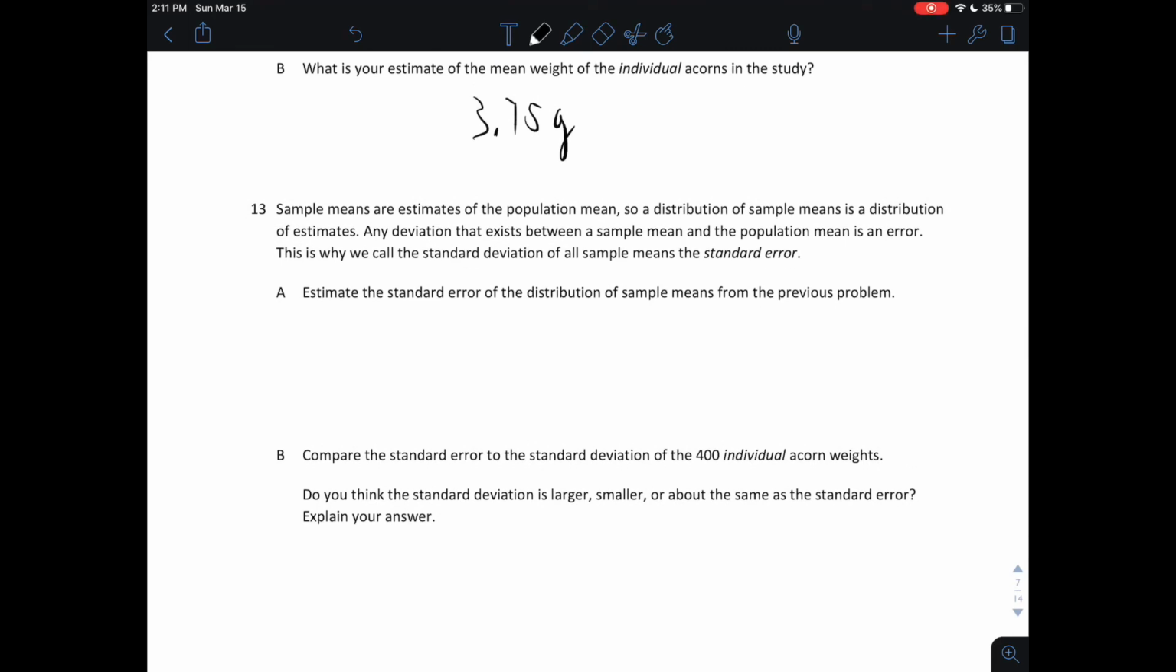Number 13. Sample means are estimates of population means. So, a distribution of sample means is a distribution of estimates. Any deviation that exists between a sample mean and the population mean is an error. This is why we call the standard deviation of all sample means the standard error. Part A, estimate the standard error of the distribution of sample means from the previous problem.